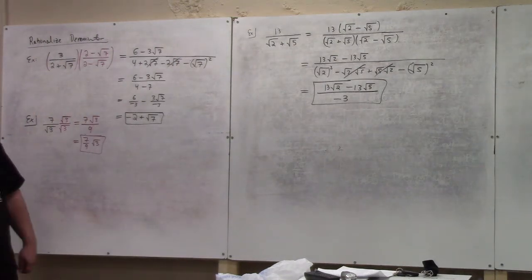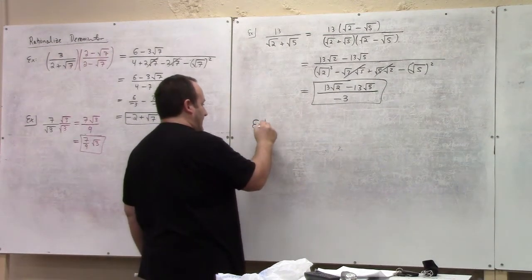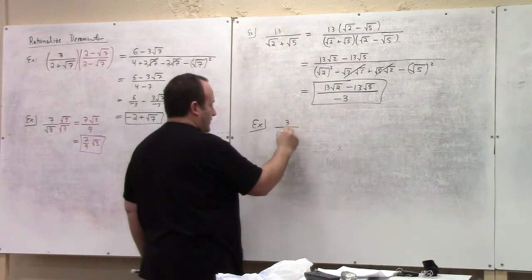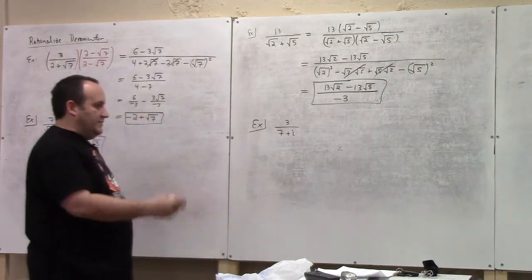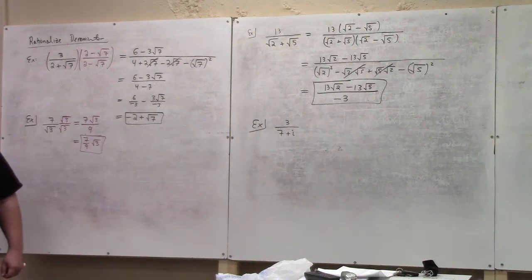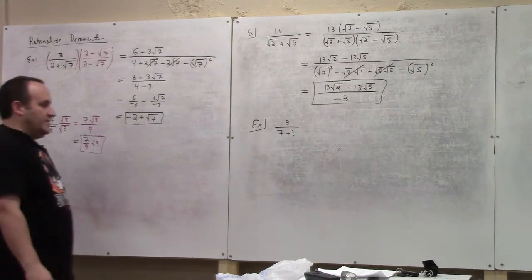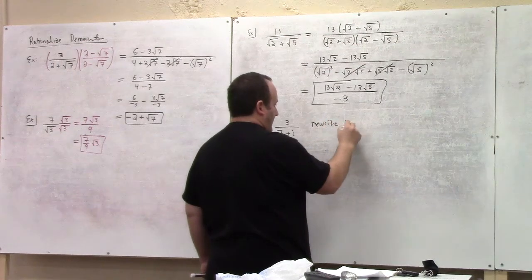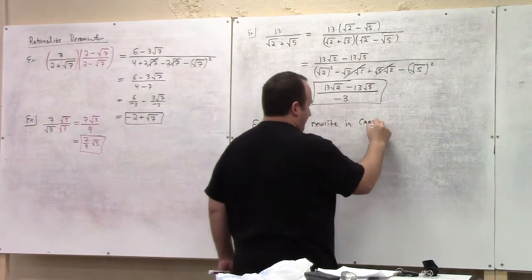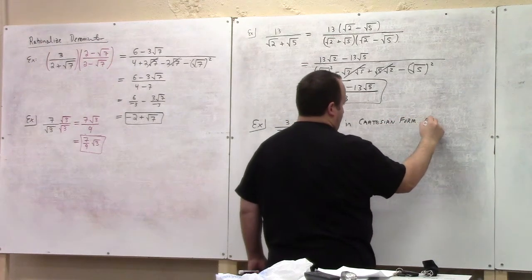The other kind of rationalizing denominator example is complex numbers, right? So if I have something like, say, 3 over 7 plus i, how would I put that into Cartesian form? Usually the instruction I would give here is: rewrite the complex number such that it's in Cartesian form, a plus bi. Rewrite in Cartesian form, a plus ib.